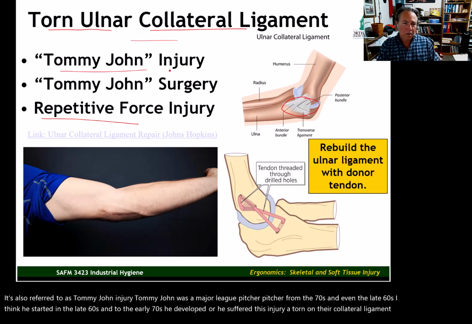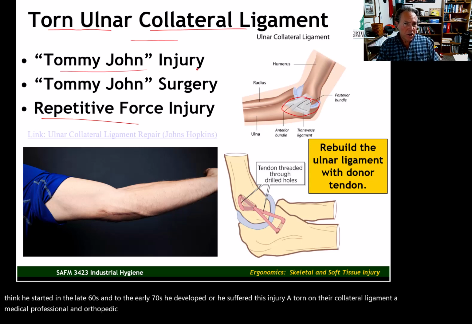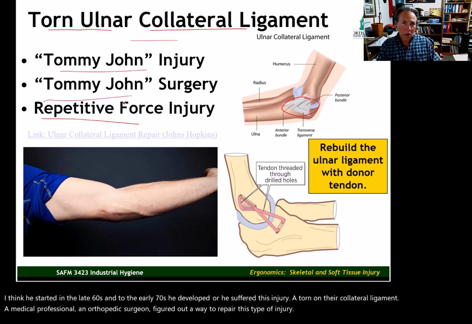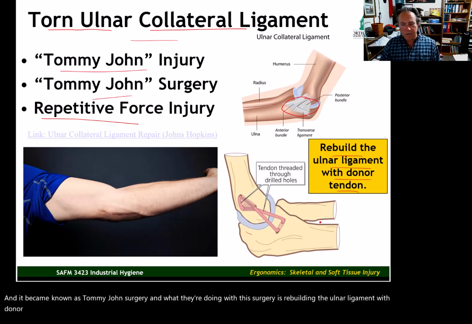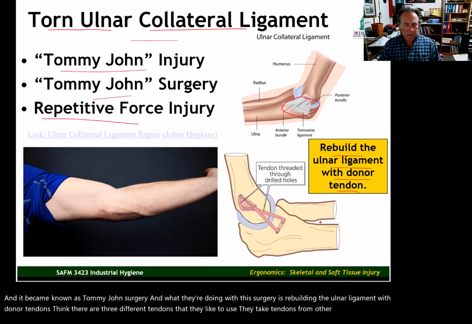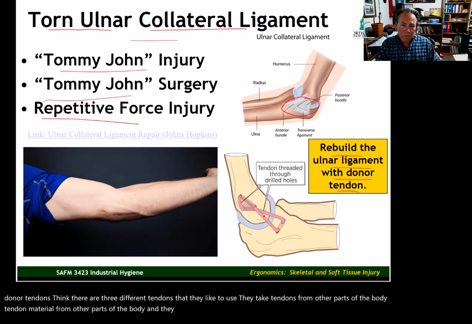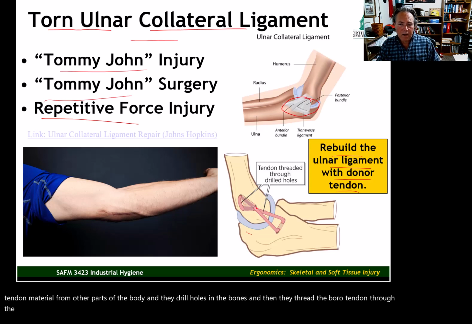A medical professional, an orthopedic surgeon, figured out a way to repair this type of injury, and it became known as Tommy John surgery. And what they're doing with this surgery is rebuilding the ulnar ligament with donor tendons. I think there are 3 different tendons that they like to use. They take tendon material from other parts of the body, and they drill holes in the bones, and then they thread the borrowed tendon through the bones to replace that ulnar collateral ligament.